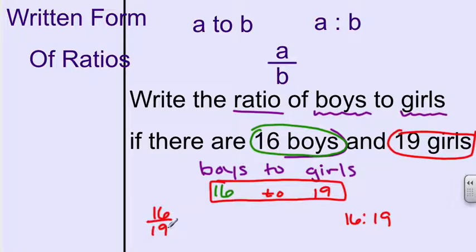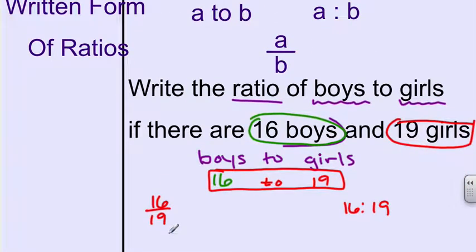I finally want to double check to see if they need to be simplified or reduced, and as I look at these, nothing goes into both of these. They don't share a common number, probably because 19 is prime. So those problems are completed. One of those three answers would be sufficient.